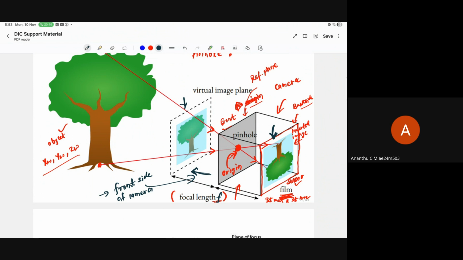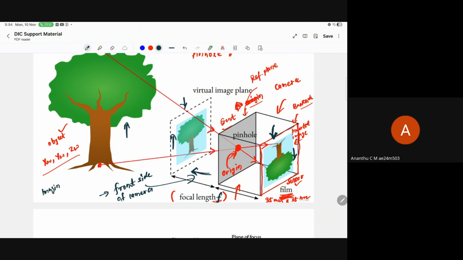So it will not be the inverted image. It will be whatever image is there in the world coordinate system, and the same form will be formed at the front side of the camera. The back side gives you the inverted image. If you move your film to the front of the pinhole, that is basically an imaging model.